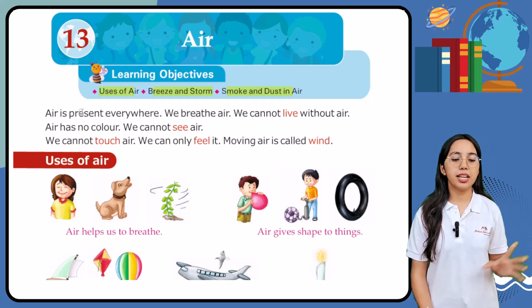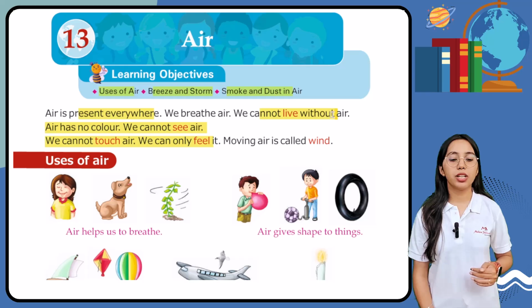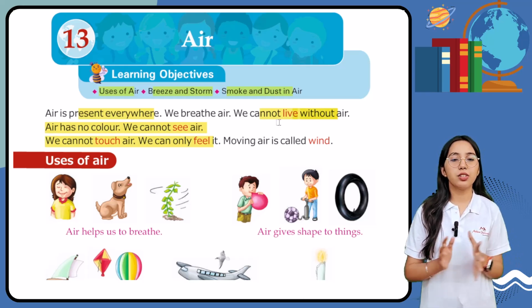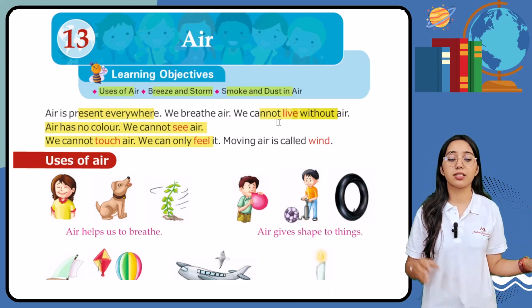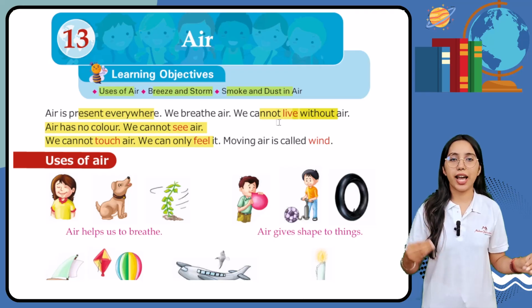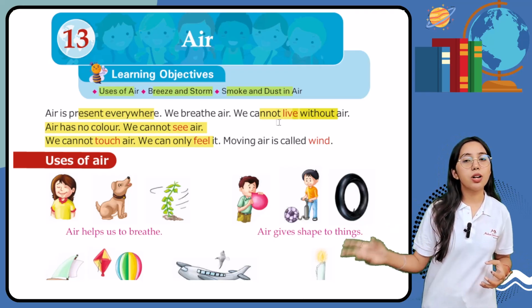So now students, air is present everywhere. We breathe air. We cannot live without air. Air has no color. We cannot see air. So now students, do you all know that air is present everywhere around us? But we breathe air, right? We are breathing air inside us, right? But we cannot live without air.